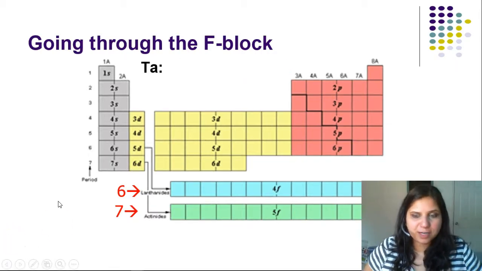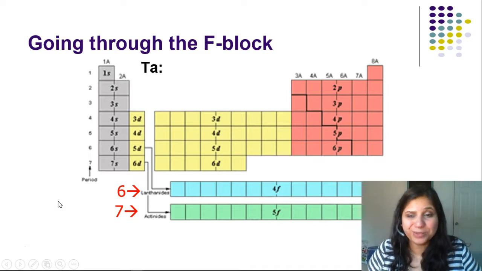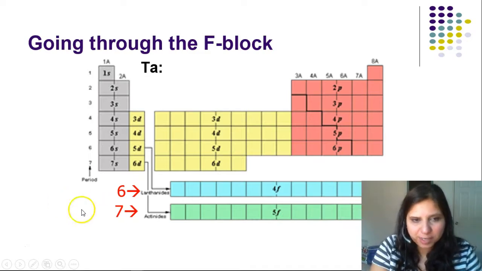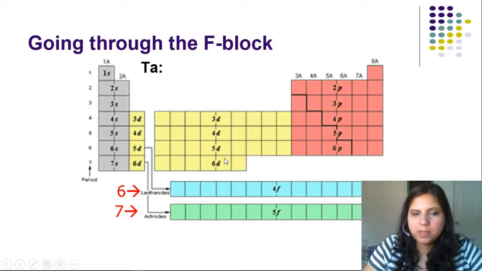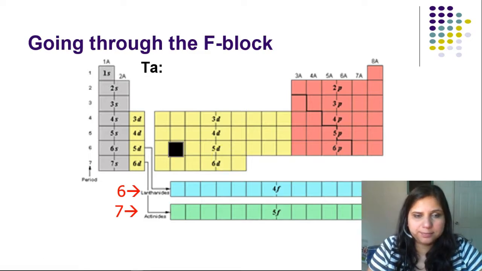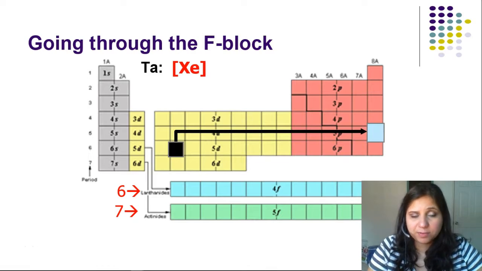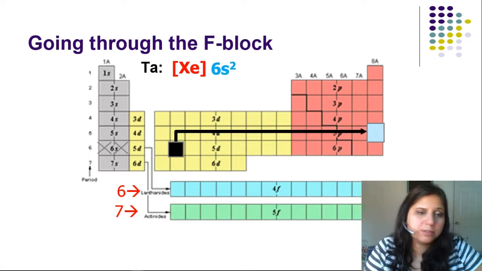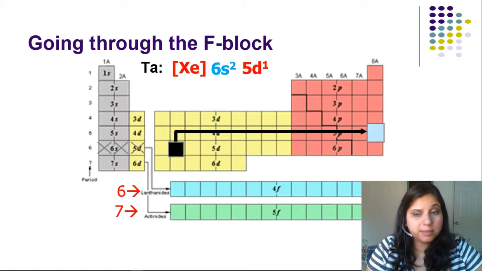All right, one more. Now, what happens if you have to go through the F block, but you're located somewhere right here? It's a little trickier, so let's do that. So Ta is right here. Go up and over to xenon. Step off of xenon, so that's 2 steps in the 6s, so 6s2. Now we step onto the 5d1, so I'm going to write that down.